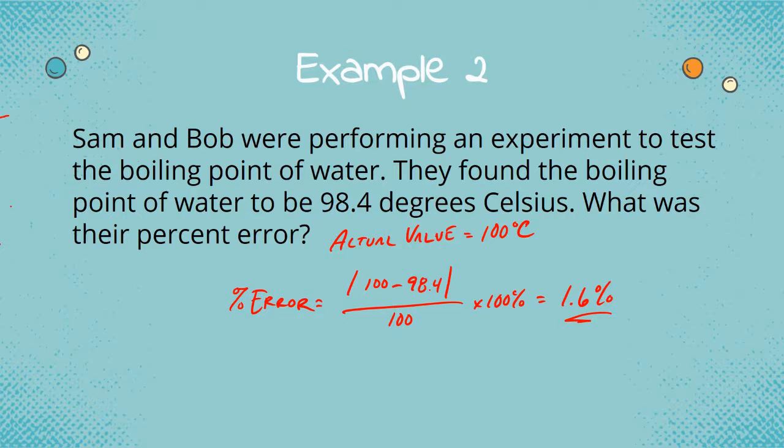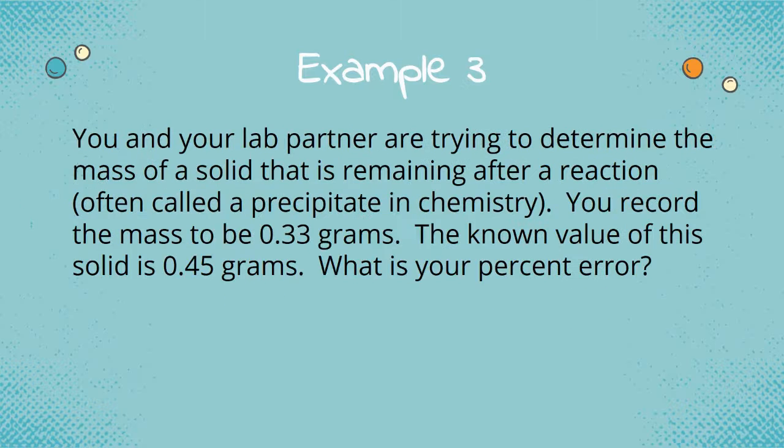And so now let's talk about you and your lab partner. You are trying to determine the mass of a solid that is remaining after a reaction. A lot of times we call this a precipitate in chemistry. Precipitate is just a fancy way of saying a solid after a reaction occurs. You record the mass to be 0.33 grams. The known value of the solid is 0.45 grams, meaning this is how much you are supposed to end up getting after the reaction occurs. So, what is your percent error?